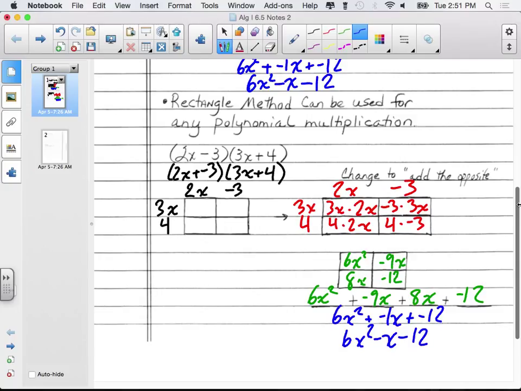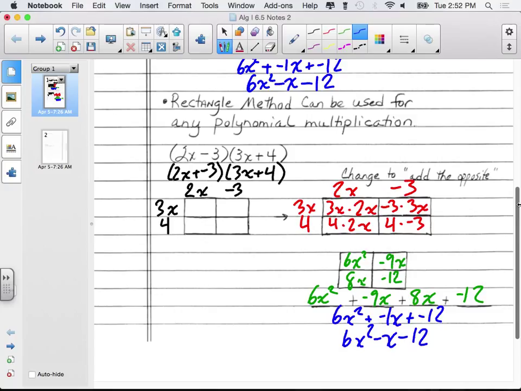So you can't just choose either or? But if it is a binomial and a binomial, can you still use the rectangle method? Well, we just did, didn't we? Is this a binomial? That's a good question. Alright, does anyone have any questions before we move on?